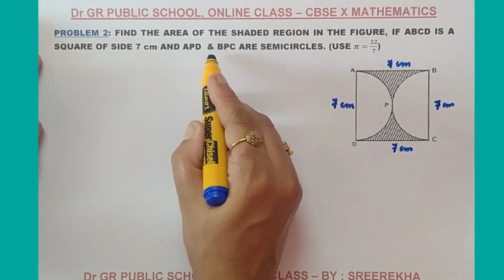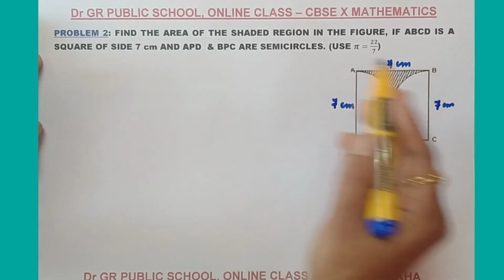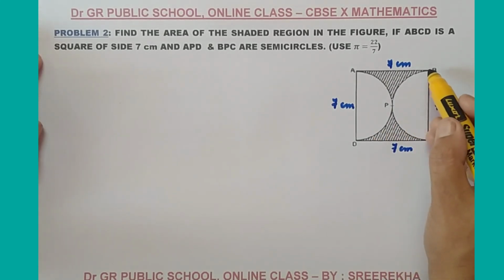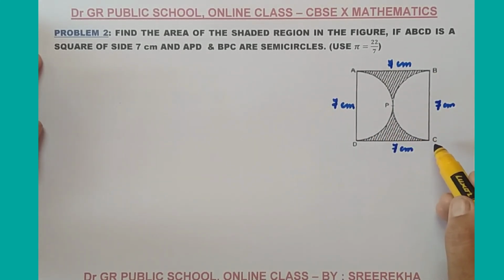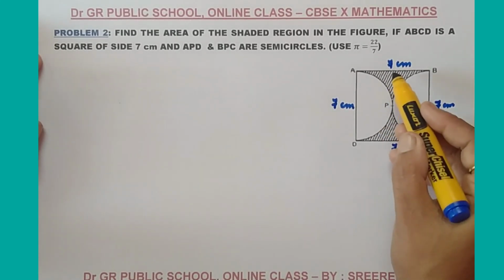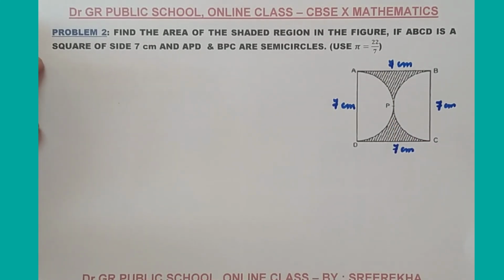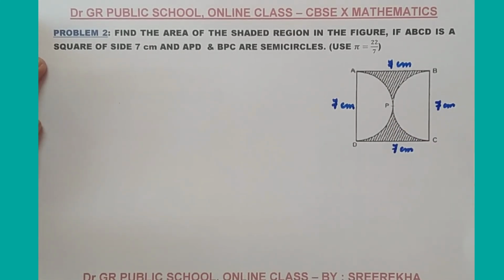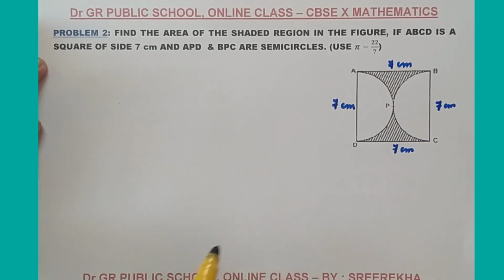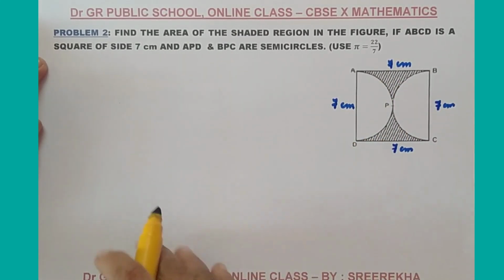And APD and BPC are semicircles. Look at this, APD, a left side semicircle, and BPC, a right side opening semicircle. So two semicircles are also given here. You are asked to find the area of the shaded region in the figure. I told you that at first you need to identify the figures which are associated with this combination of plane figures. Here, the given figure is the combination of two semicircles and a square. Am I right? Two semicircles and a square.